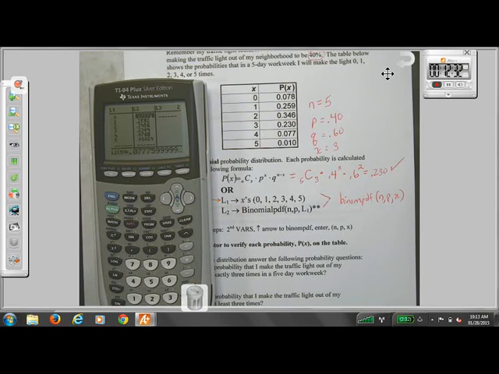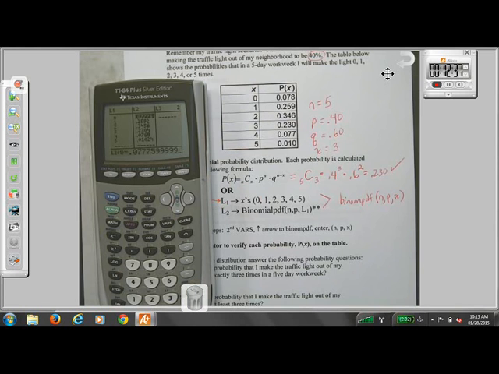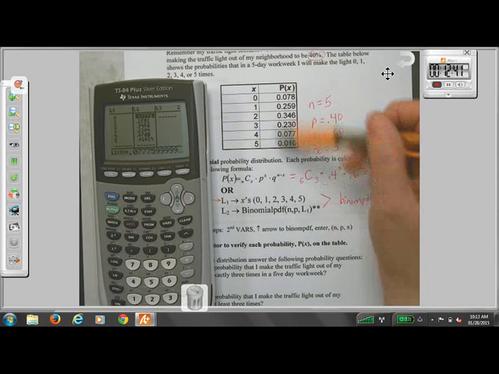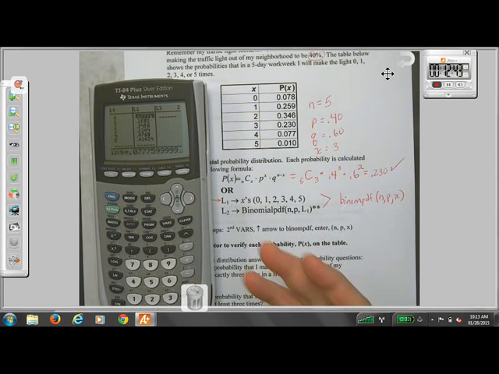I did the wrong thing. I wasn't doing binomial. Okay, so what this did was verify this table. And this is how you get any particular table.